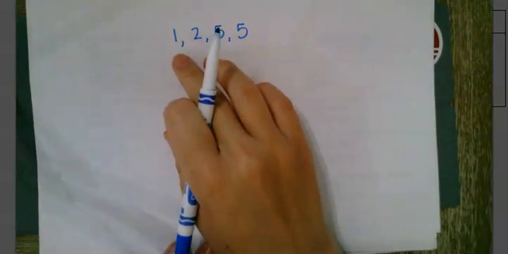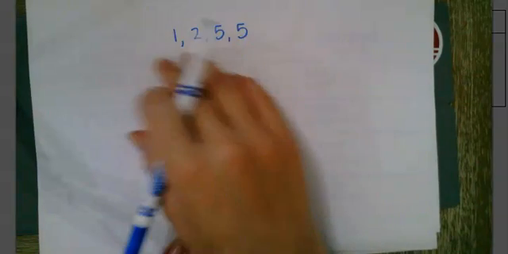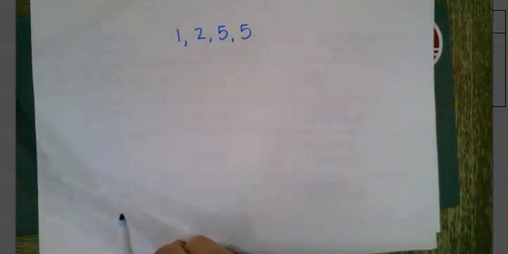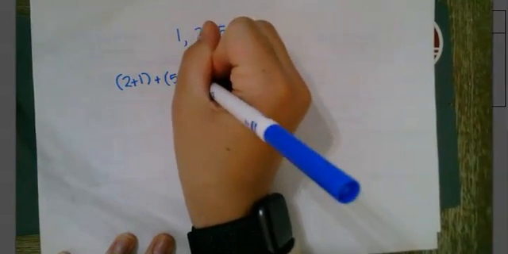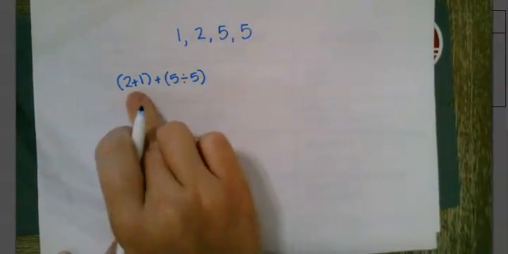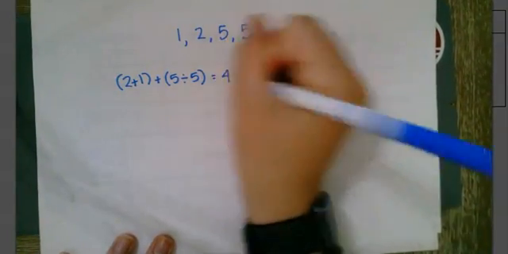Okay, let's say I rolled a 1 and a 2 and my partner rolled a 5 and a 5. Now I have to use all 4 of these numbers to create my numbers between 1 and 10. So here I go. I'm first going to do 2 plus 1 plus 5 divided by 5. So 2 plus 1 is 3 and 5 divided by 5 is 1. And so 3 plus 1 is 4.